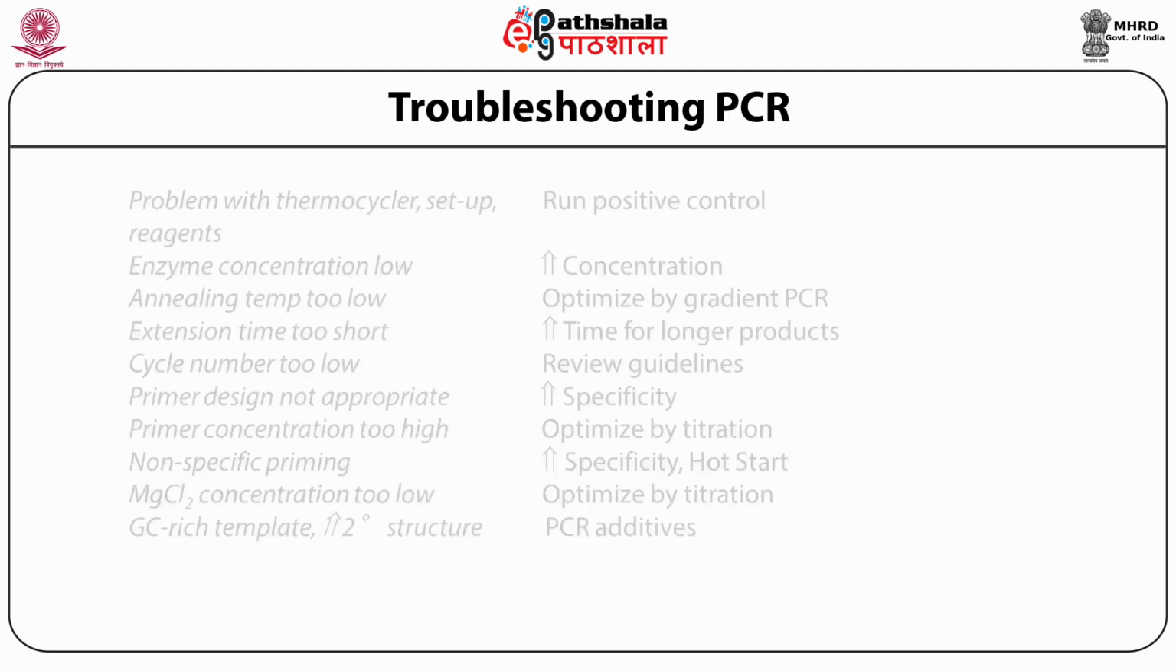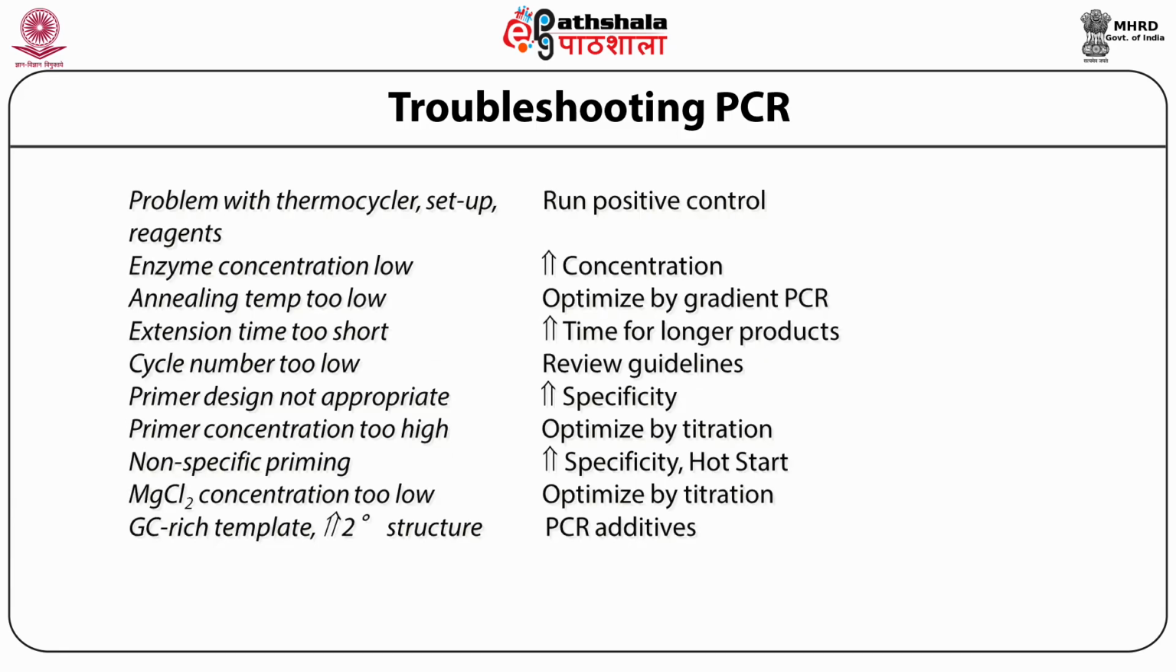Next one, problem with the thermocycler. To troubleshoot it, go for the positive control reaction. If the enzyme concentration is low, optimize it by the concentration. Annealing temperature is low, again optimize it by the gradient PCR. Cycle number is low, then again you should manipulate the cycle number. Primer concentration is high, go with the titration experiment. So before doing any PCR experiment, you must go for a pilot PCR, in which you can at least get a clear view of what kind of modification is required in a thermocycler.